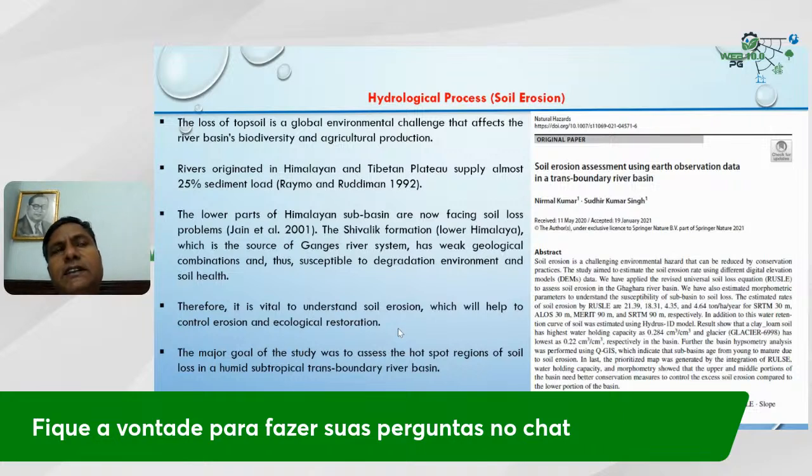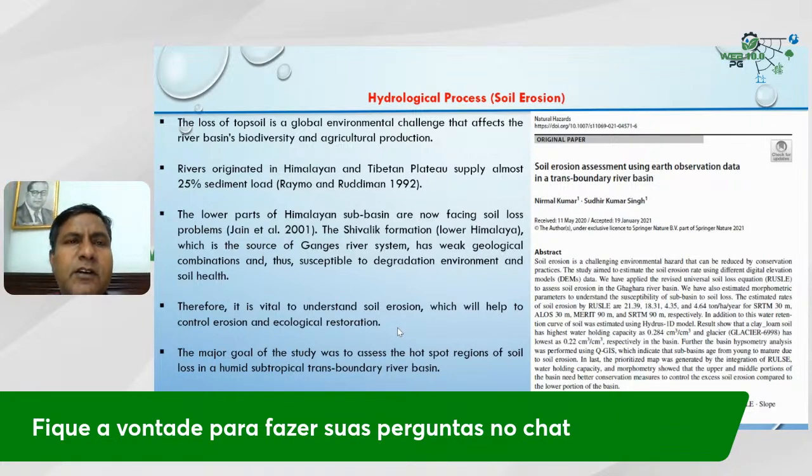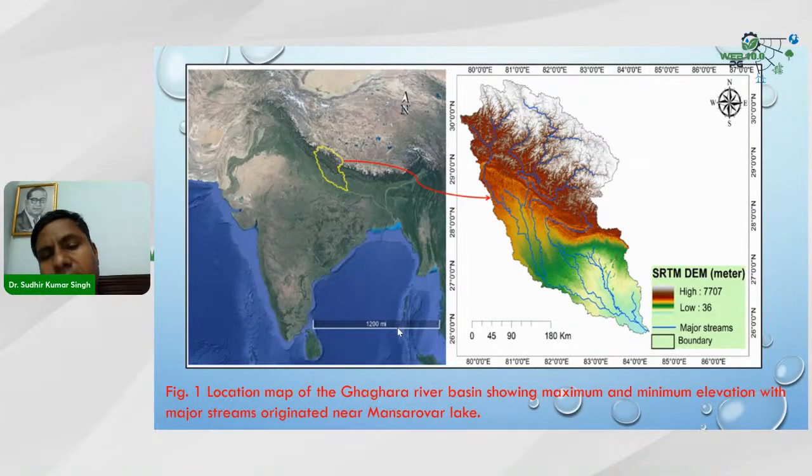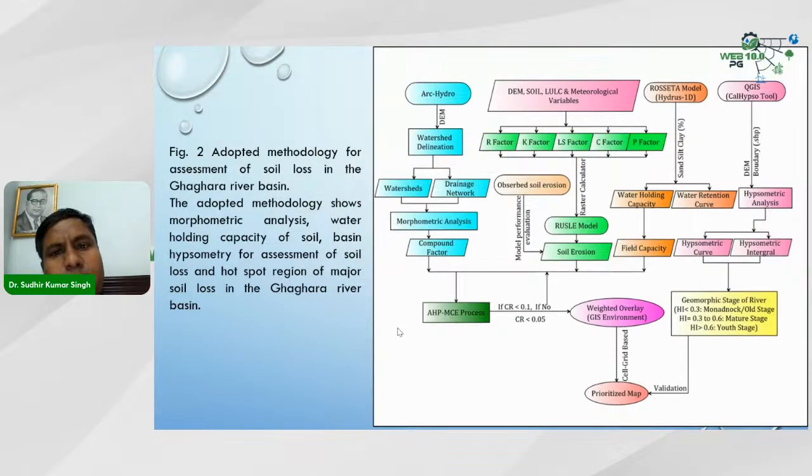Here we observe that the Himalaya is not made up of granite kind of things. It is limestone or sandstone, so that is very fragile. Therefore, it is vital to understand soil erosion. The major goal of this work, the objective of the work, was to see what kind of DEMs actually help for better estimates of soil loss. So DEM selection was the first objective.